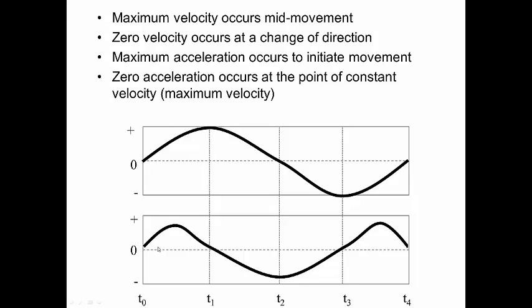So max velocity, this is your velocity, max velocity, so the peak occurs mid-motion. So that works out. Now zero velocity, so when your graph comes back down to 0, that occurs when you're changing directions. Right? So this is going in the positive direction, and then you turn around and you go back in the negative direction. We won't worry about acceleration because we don't have it on this curve.